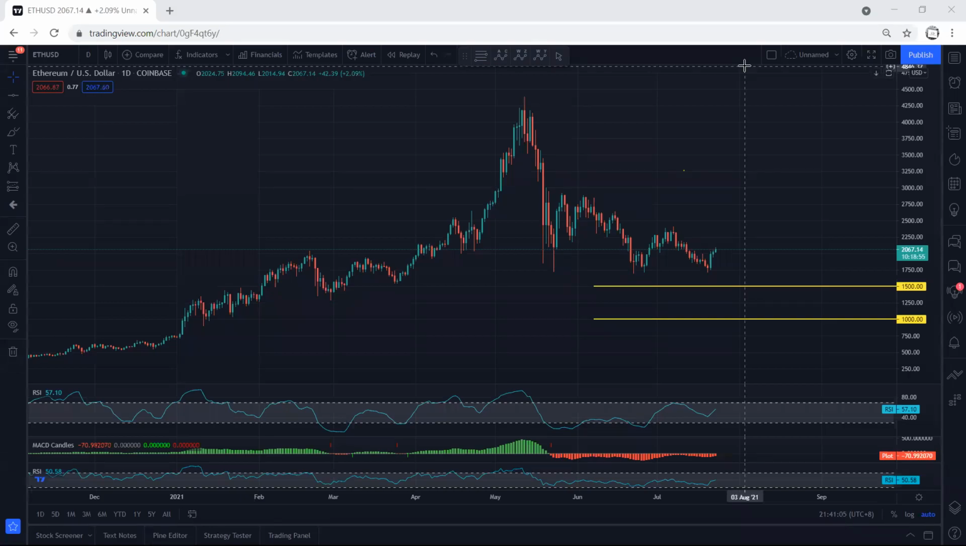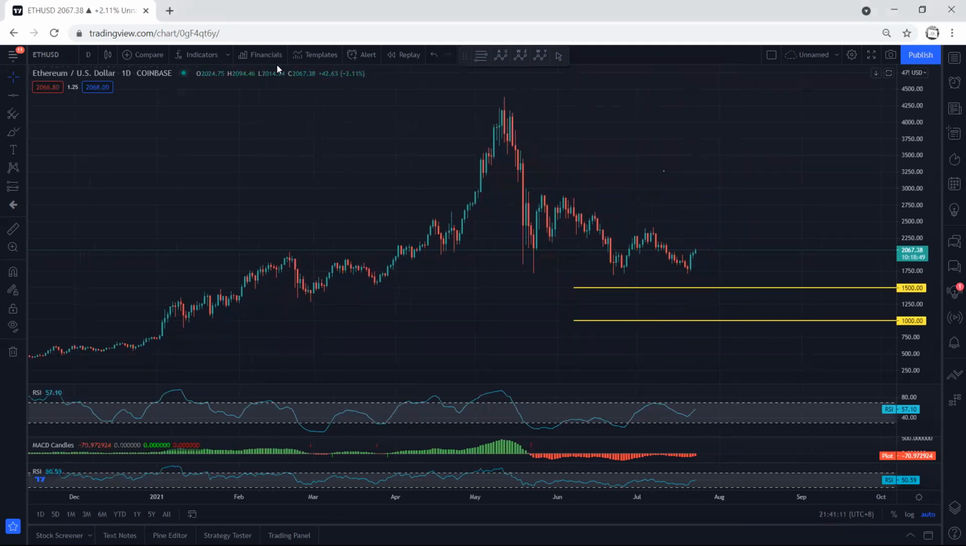ETH, we start with the daily chart. First of all, I want to give an update if we refer to my last analysis, because we mentioned we're looking at this one as a flat.